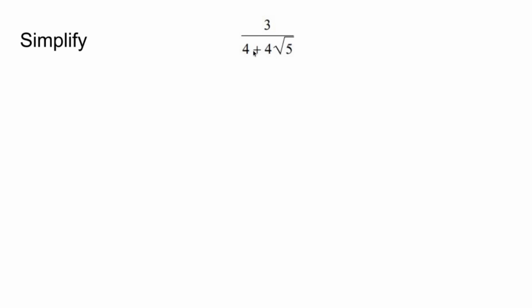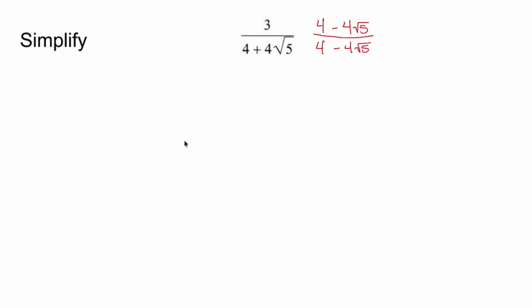Now, in a previous video, I had just a square root in the denominator. Now I have a binomial. So what do I do if I have a binomial in the denominator and I need to get rid of a square root? Well, you multiply the top and the bottom by its conjugate. Now, a conjugate is literally the same exact thing, but flip the sign in the middle. So I'm going to multiply the numerator and the denominator by 4 minus 4 root 5.